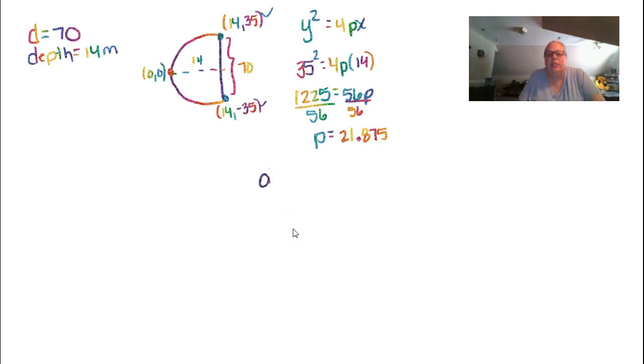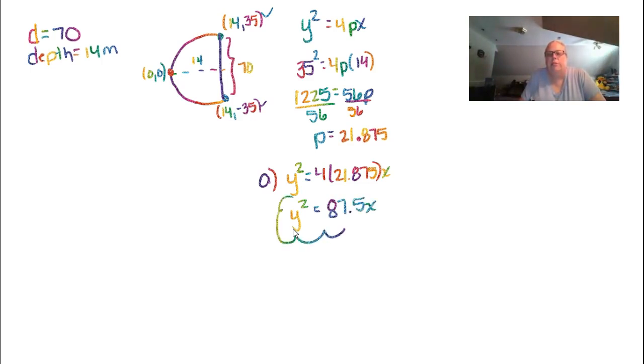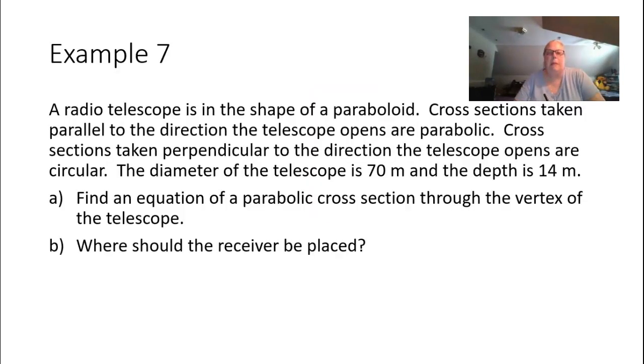So for part A, the standard form equation we're looking for is y squared is equal to 4 times 21.875 times x, or y squared is equal to 87.5x. All right, so there's our answer for A. There's our equation. All right, let's go back and look at part B. Where should the receiver be placed? In other words, it's asking us, where is the focus?